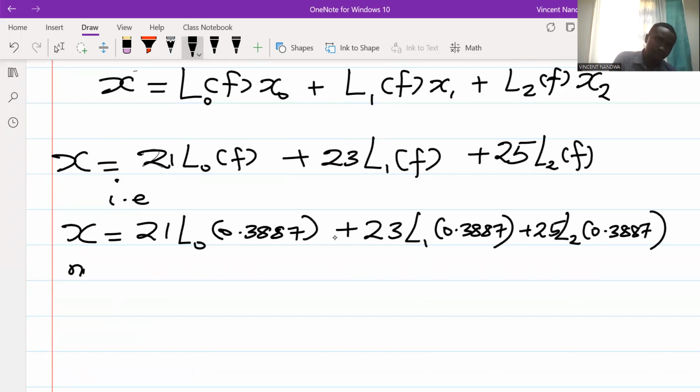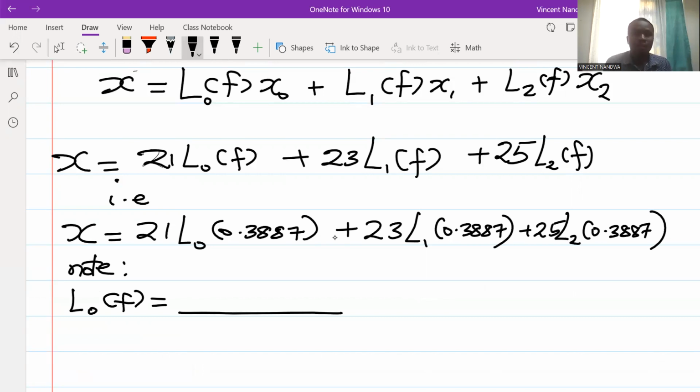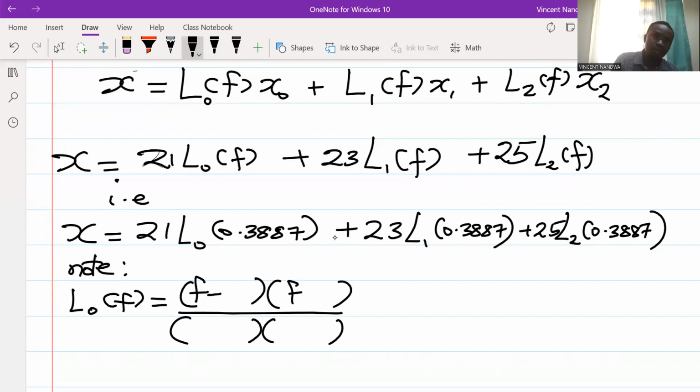So keep in mind that if I say L naught of f in this case, how many brackets do I need? Numerator and denominator. 2, correct. I need 2 brackets because we are going up to f2. So this will be f minus. So if this is L naught, then this will be f naught. This is f naught.